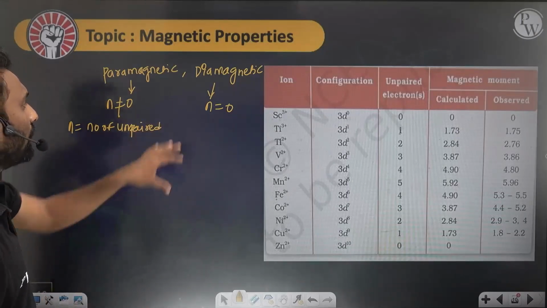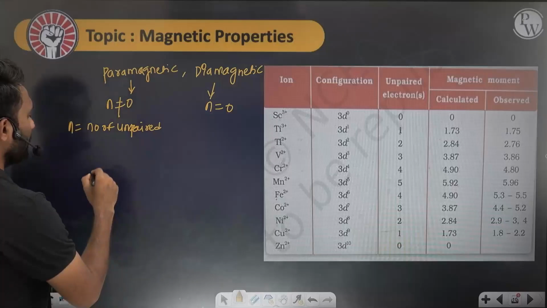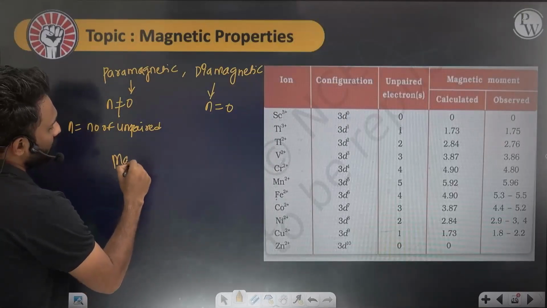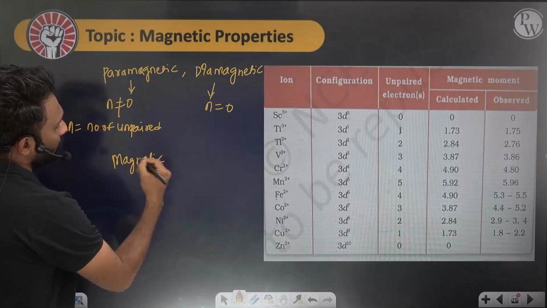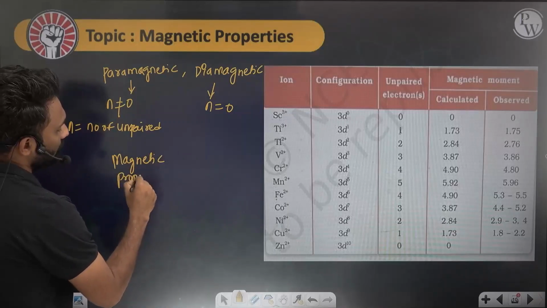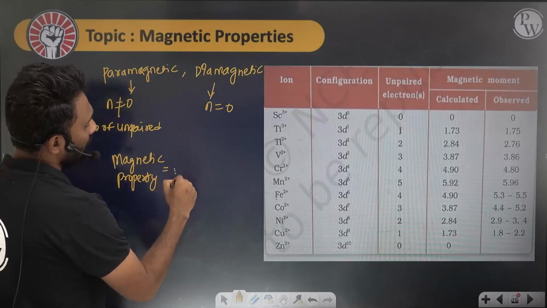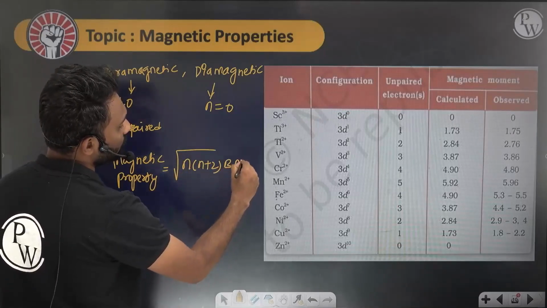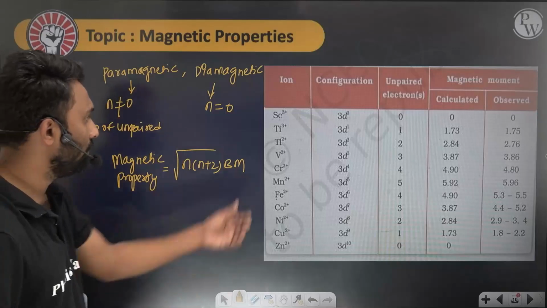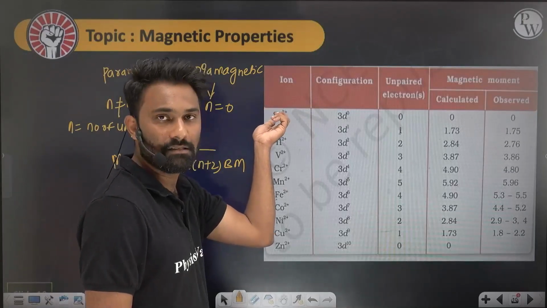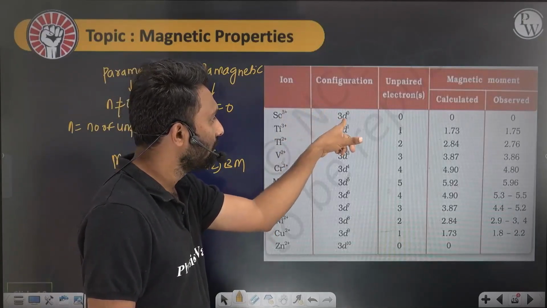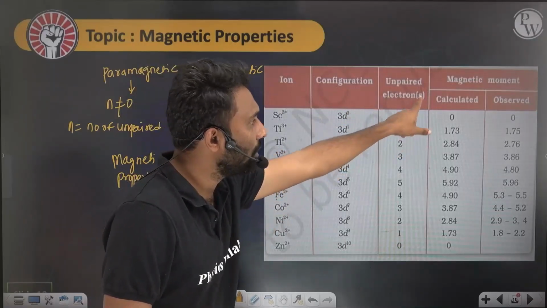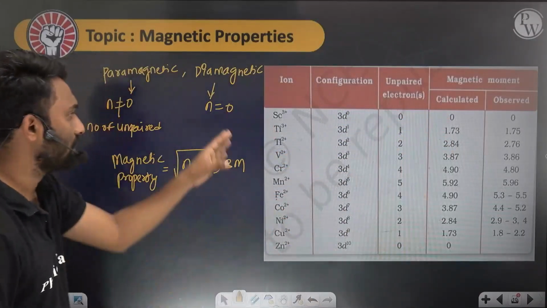Now how to find out the magnetic property? The magnetic moment is equal to under root n into n plus 2 Bohr magnetons. Look here, for scandium +3 the configuration will be d0, the number of unpaired electrons will be 0 and the magnetic moment will be 0.